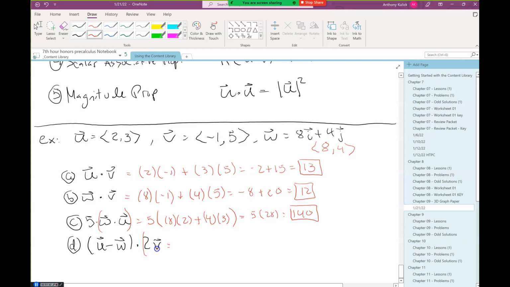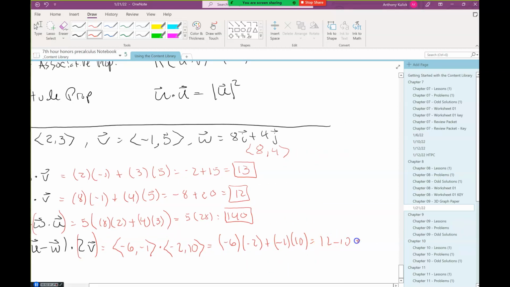The last one here, I'm going to do u minus w, and then I'm going to do 2 times v, and then I'm going to get that answer and do the dot product. So u minus w is going to be 2 minus 8, so that's negative 6. And then it's going to be 3 minus 4, so that's negative 1. And then 2v is negative 2, 10. And then if I do the dot product, negative 6 times negative 2 plus negative 1 times 10 is 12 minus 10, or 2.